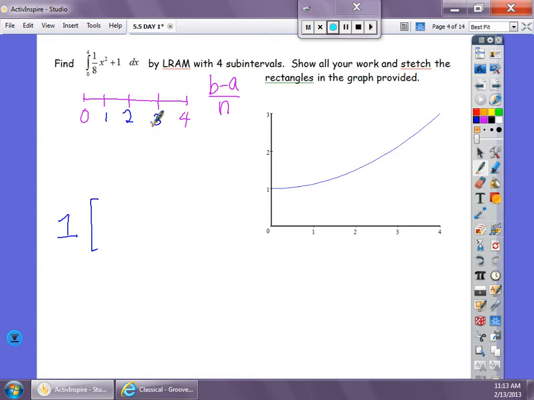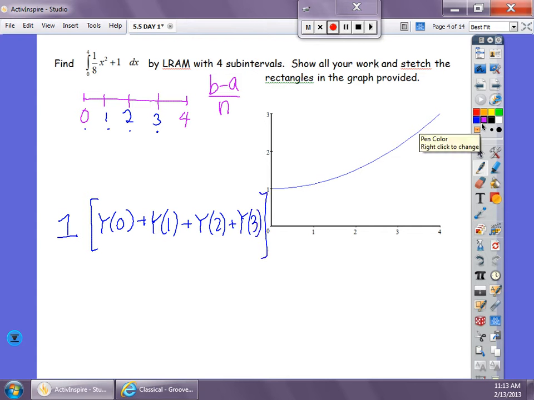So the LRAM doesn't use this right side because it's a left side. So you start from the left. There's 1, 2, 3, 4 rectangles starting from the left. So you just want to make sure you started from y of 0, y of 1, y of 2, and y of 3. So then I just asked you to go ahead and graph it in case one of the problems is to graph an LRAM. You want to make sure you can do that too.